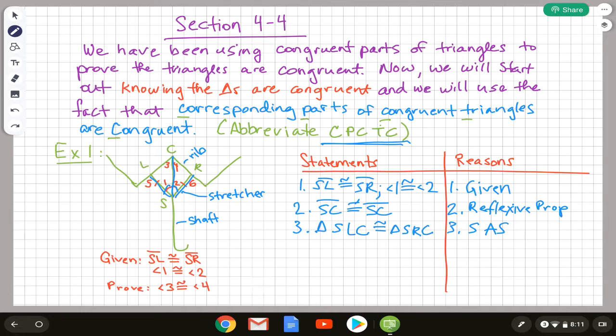Okay, now once we have this, we have one more step that we want to do because we want to say what we're trying to prove, that angle 3 is congruent to angle 4, which we can do by the CPCTC.